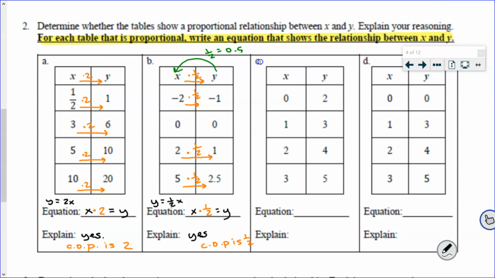Part C. Again, I see an x value of 0. Do you see it? If it's proportional, what should the y value be?